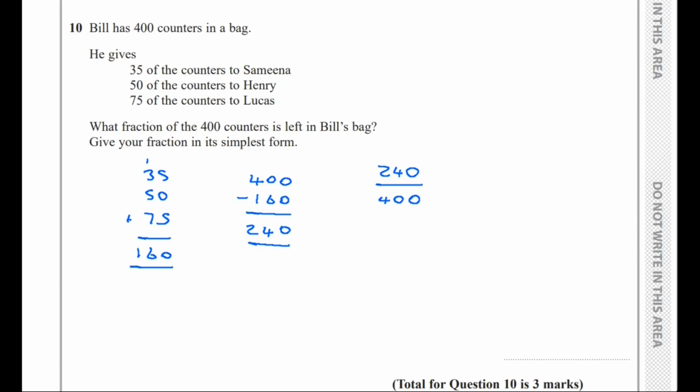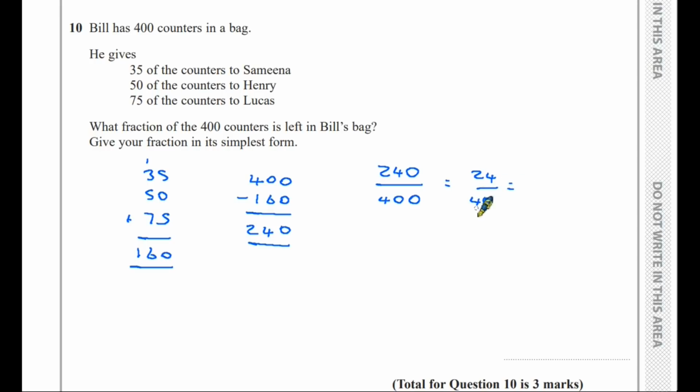So as a fraction, that is 240 out of the original 400. Here we have our fraction, but again we have to give it in its simplest form, so we need to simplify this. Many ways you can do this. The most obvious start would seem to be divide by 10. So if we divide them top and bottom by 10, we get 24 over 40.